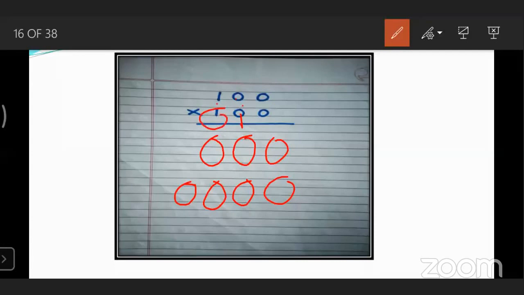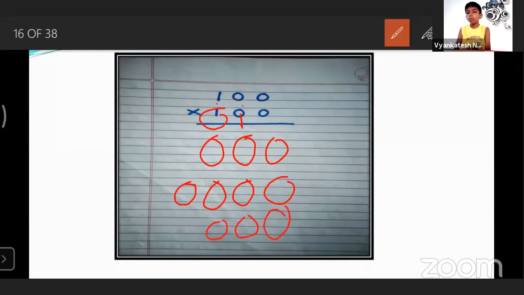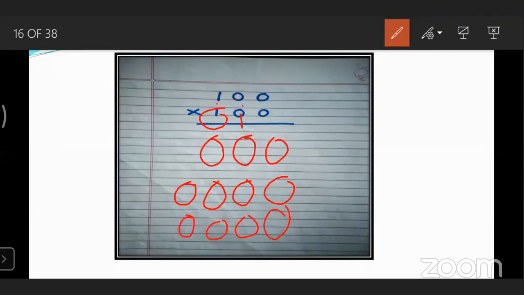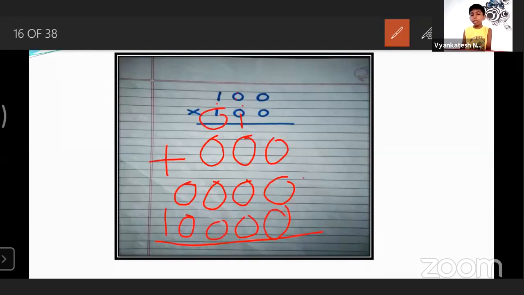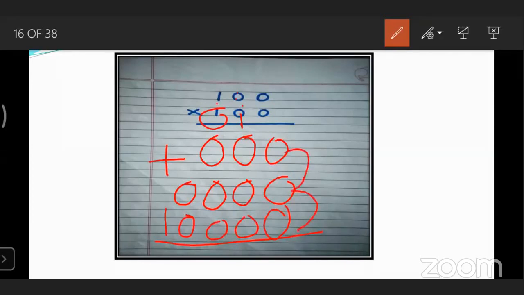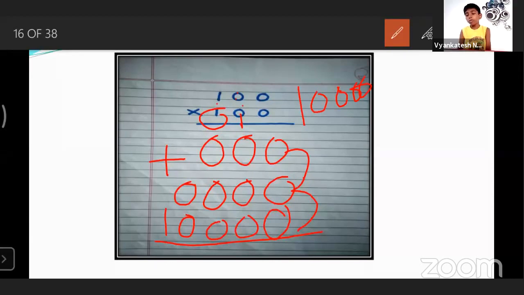Now, third digit, which is the 100. Now, put 2. Right? Now, 1 zeros are 0. 1 zeros are 0. 1 ones are 1. Right? 1 ones are 1. Now, let's add all this. Can you add this number? Yes. Answer is 10,000. Okay, I'm writing the answer here. Can you see the answer? Yes. 10,000.